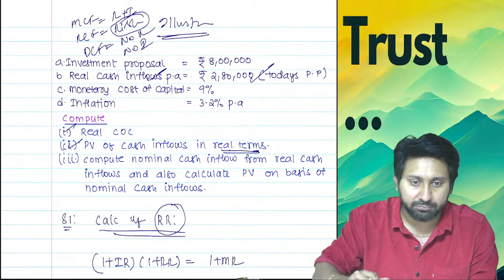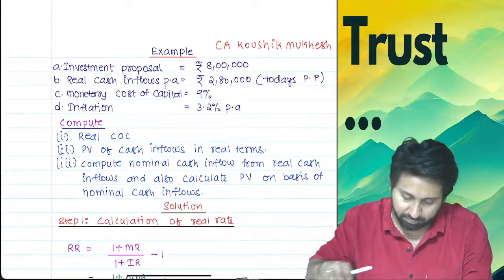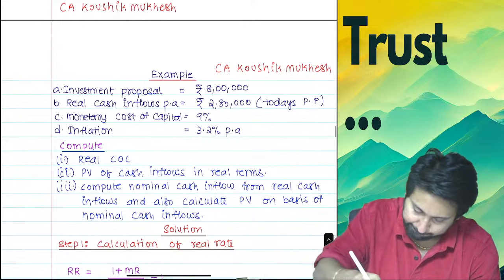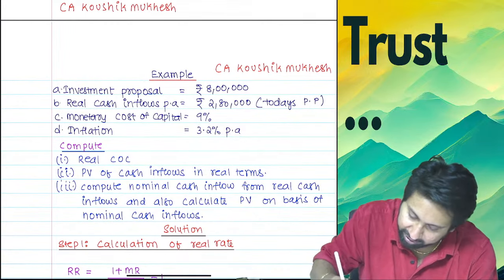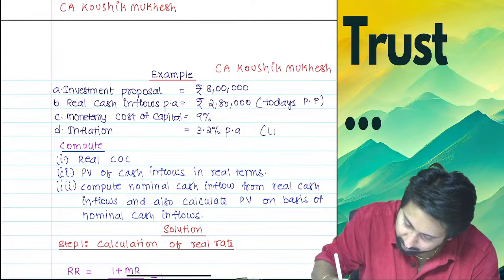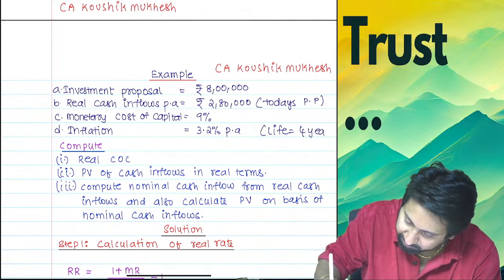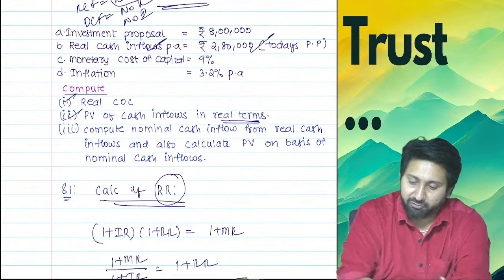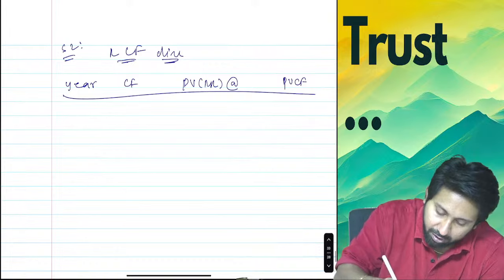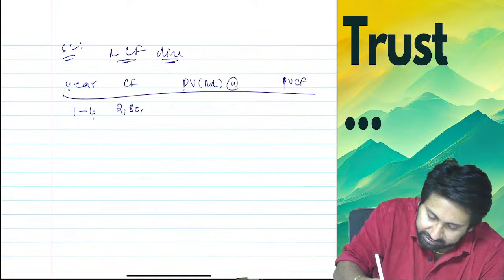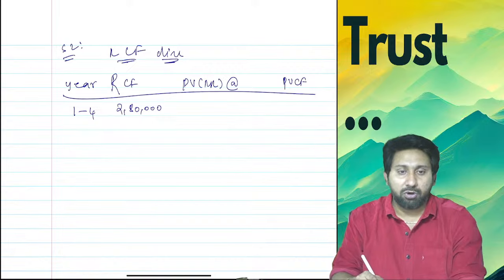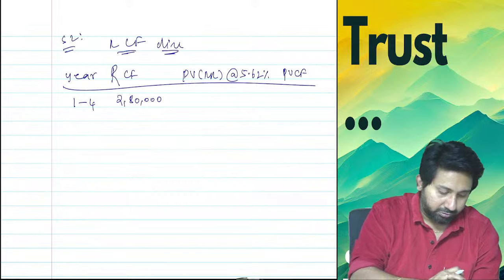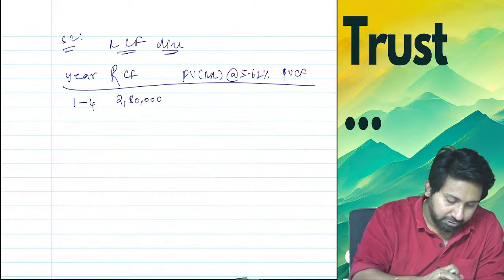So, let me write down one small piece of info here. Life of the project is 4 years. Now tell me, years 1 to 4, how much am I expecting? Real cash flow, 2,80,000. What is the real rate? Tell me. Annuity factor, 1 divided by 1.0562.